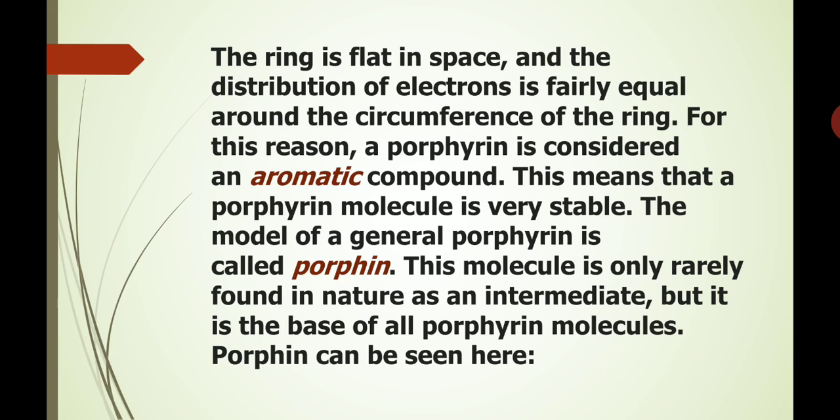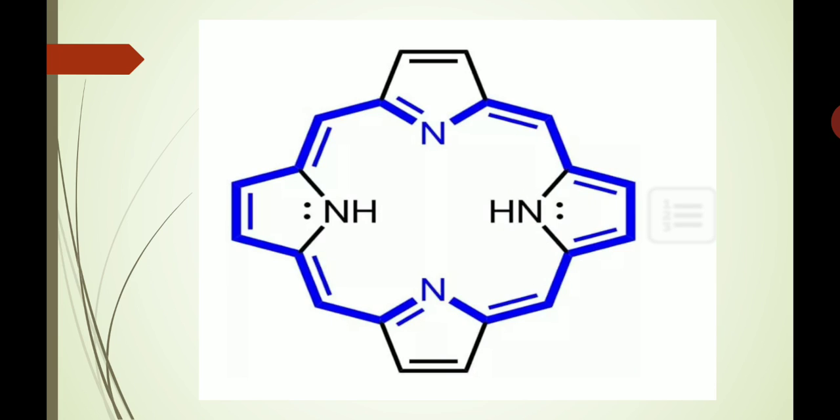The model of a general porphyrin is called porphin. This molecule is only rarely found in nature as an intermediate, but it is the base of all porphyrin molecules. Porphyrin can be represented as I have shown in this slide. Here we can see that 4 pyrrole rings are connected together by single and double bonds.